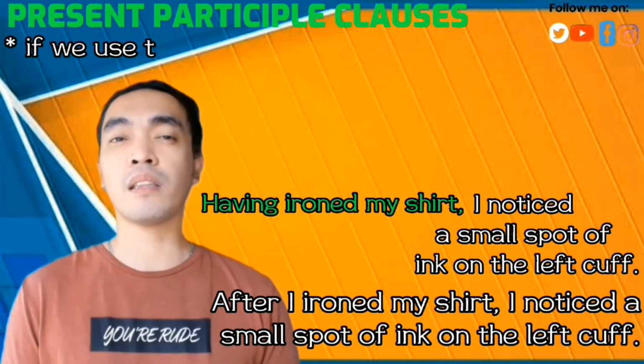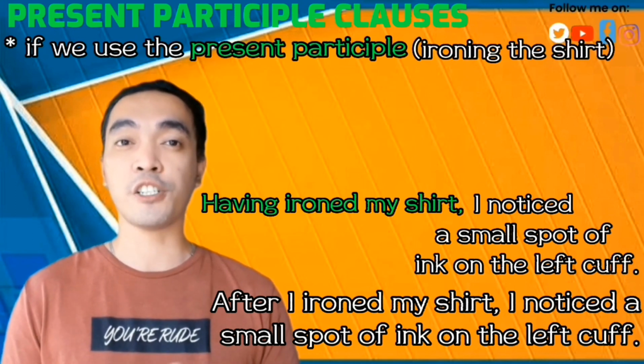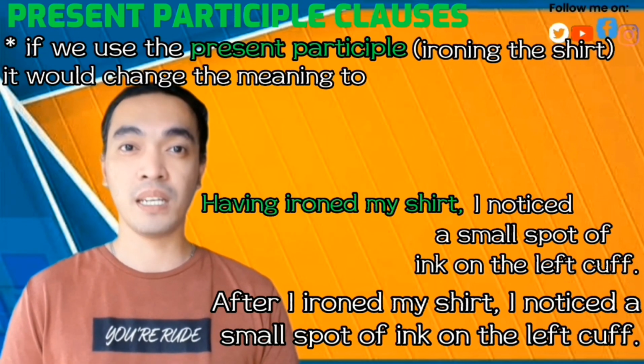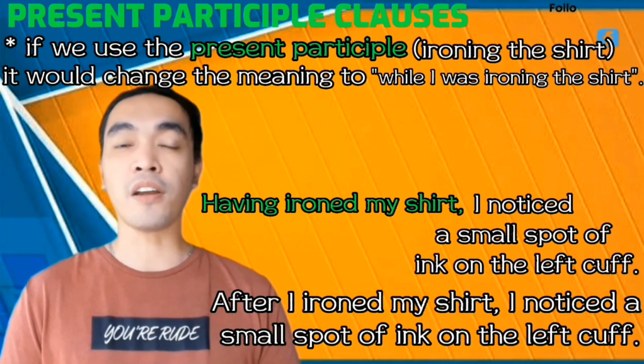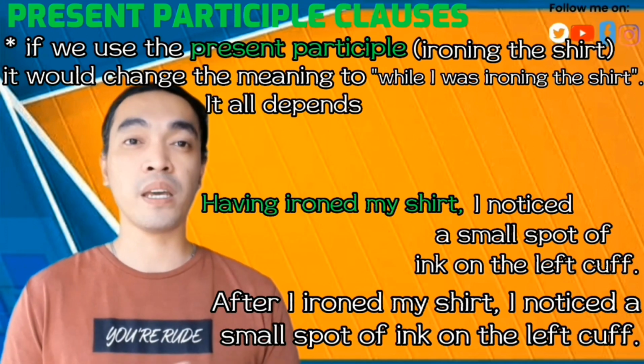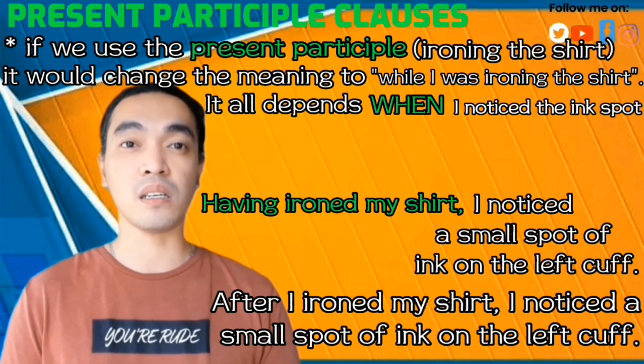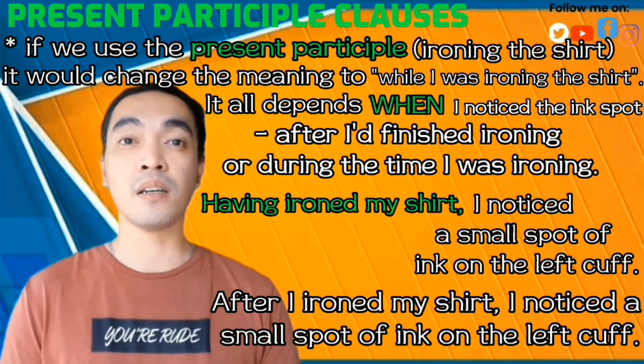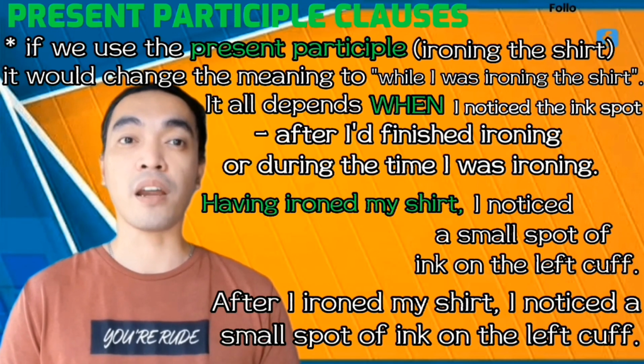Here, if we use the present participle, ironing the shirt, it would change the meaning to while I was ironing the shirt. So it all depends on when I noticed the ink spot: after I finished ironing or during the time I was ironing.